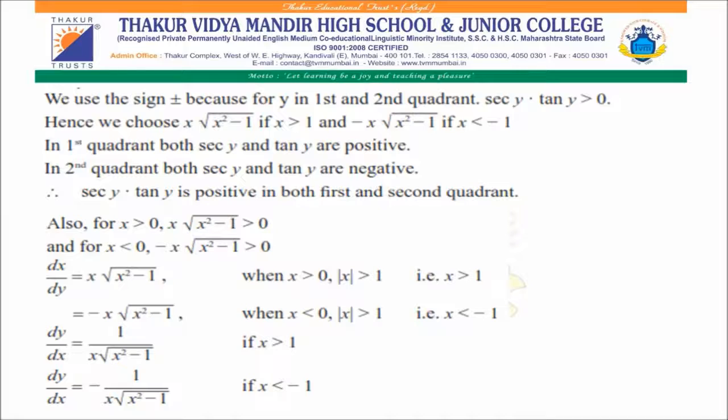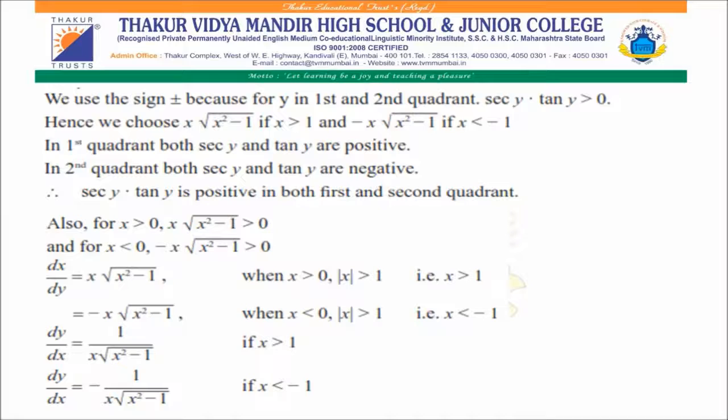In the first quadrant, both sec and tan are positive. But in the second quadrant, both sec y and tan y are negative. Therefore, sec into tan is positive in both the first and second quadrant. Also, for x more than 0, x under root of x square minus 1 is more than 0, and for x less than 0, minus x under root of x square minus 1 is more than 0.